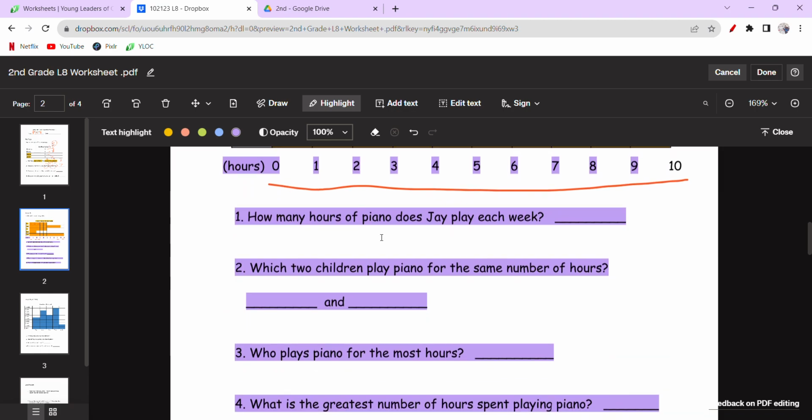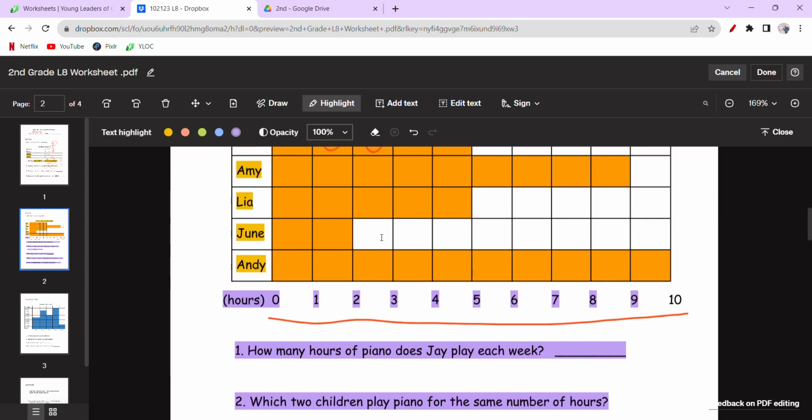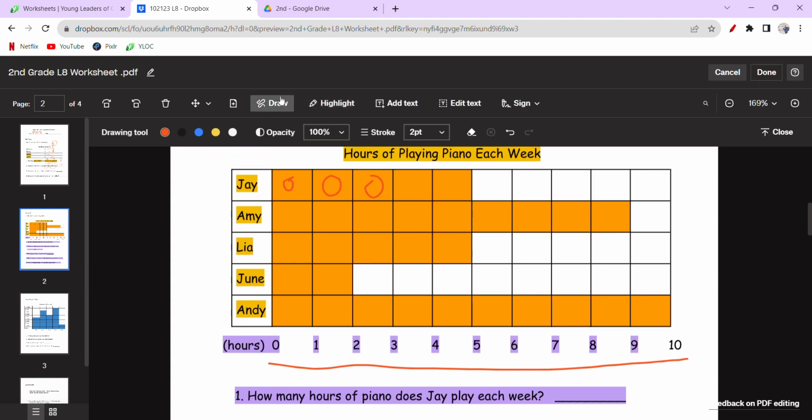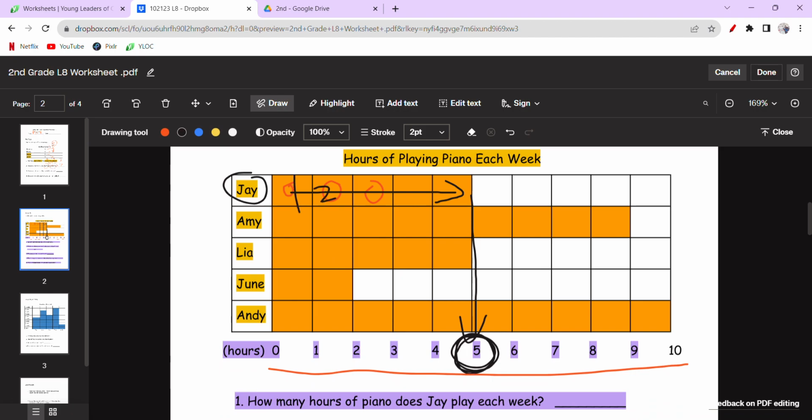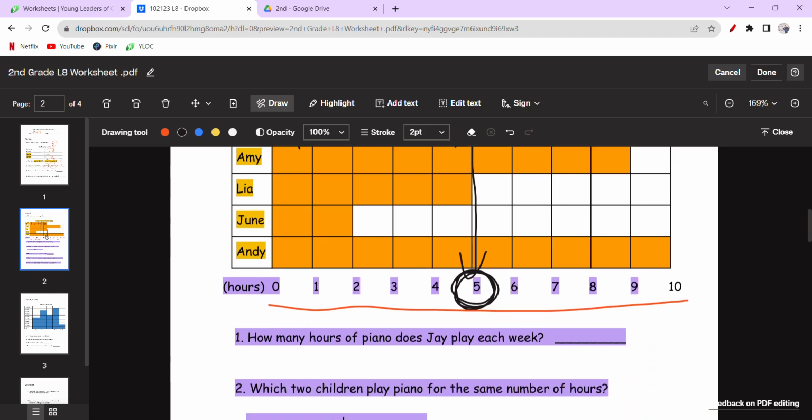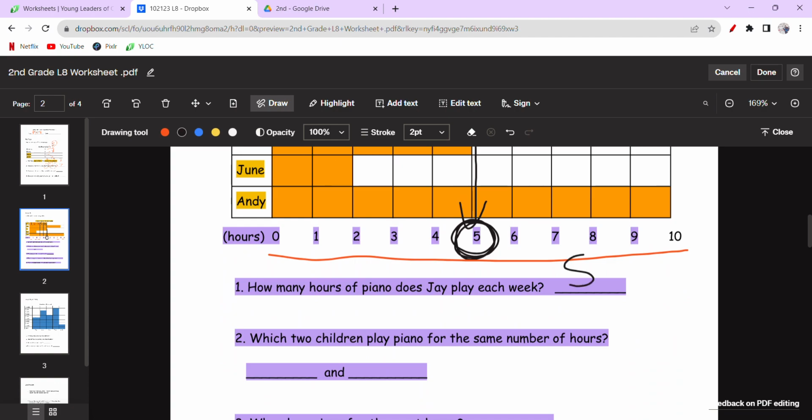Okay, so it asks, how many hours of piano does Jay play each week? So let's look at Jay right here. We're going to follow up to where the orange boxes end, and then if we look down, we find a number. This is a very easy way to identify what your subject has in a bar graph like this. Or you can count up 1, 2, 3, 4, 5. Either way, you reach the answer of 5, so the answer will be 5.